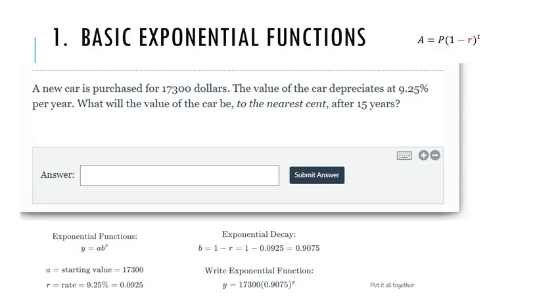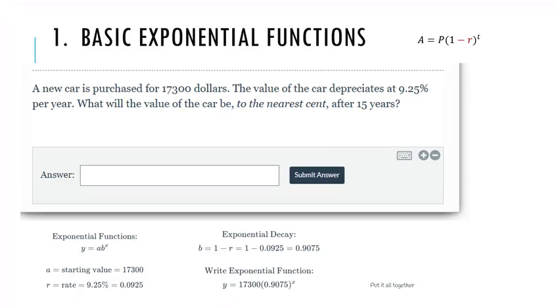Okay, so let's do this. P equals $17,300. Depreciates means minus. The rate is 9.25%. Let's change that to a decimal, 0.0925. Remember, divide 9.25 by 100. What will the value be in 15 years? So time is 15 years. And we're looking for A, the amount that the car is worth.